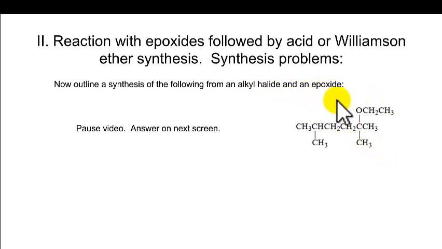So analyze this molecule and see how you would put it together using a Grignard or an organolithium and an epoxide, and noticing that there's an ethyl group on that oxygen. So at this point, pause the video, work real hard, come up with a complete synthesis of this, and then we will answer on the next screen.